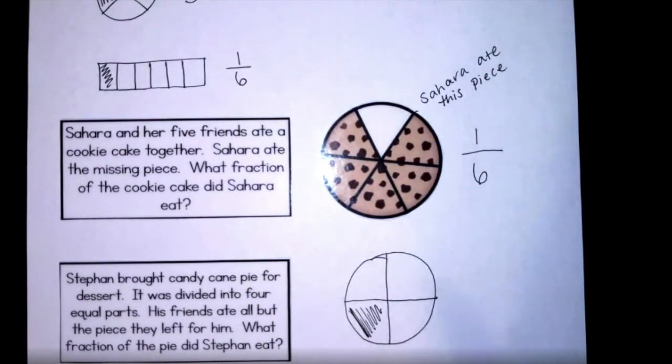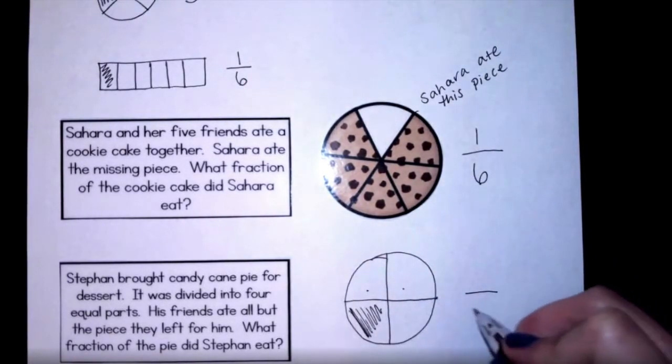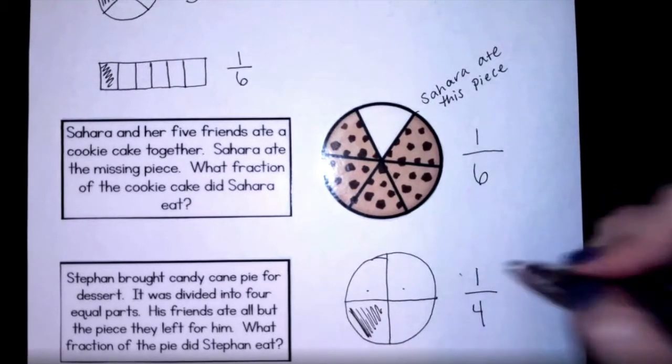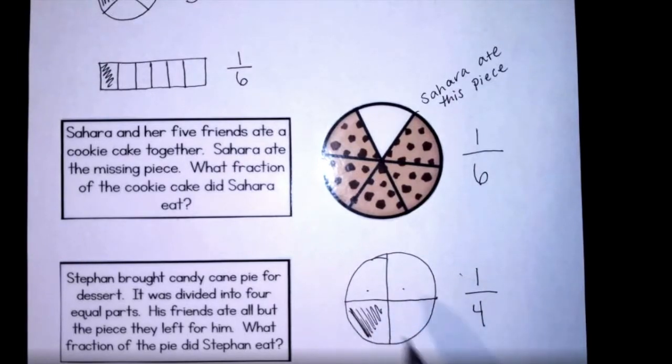Alright? So then my question is asking me, what fraction of the pie did Stephen eat? So I know that they left him this 1 piece. So how could I make this a fraction? Well, I can figure out my denominator by counting the sections. 1, 2, 3, 4. Okay? And then to figure out my numerator up here, I'm just going to look at the one that I colored because that's the one that was left. So Stephen only ate 1/4 of this candy cane pie. His friends ate these 3 blank ones.